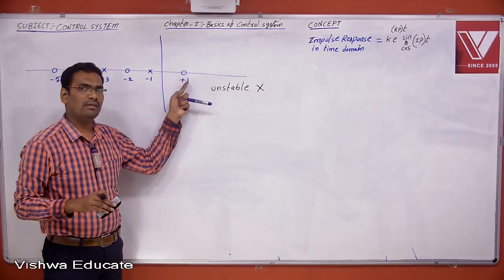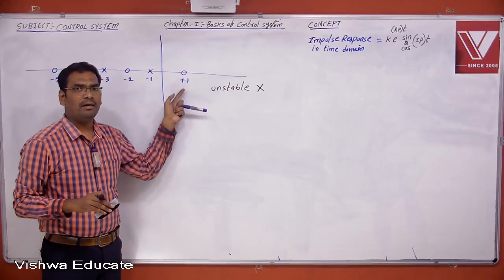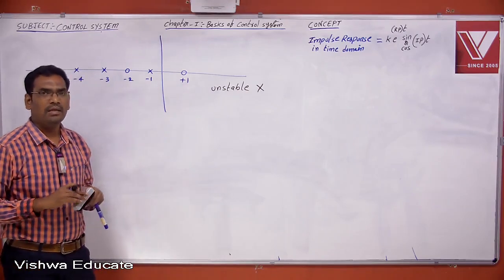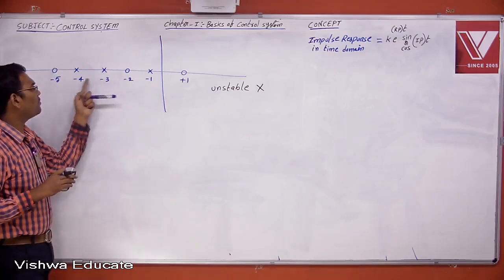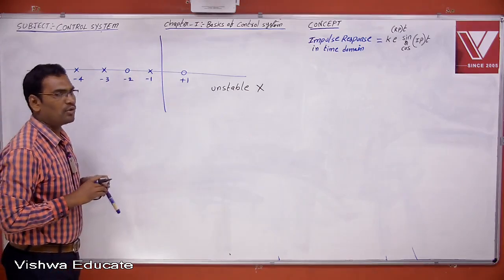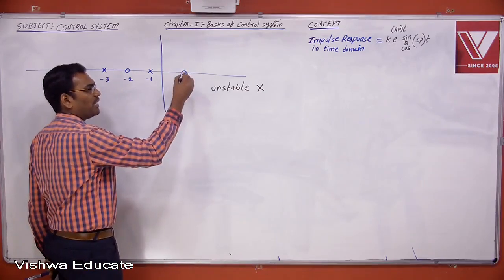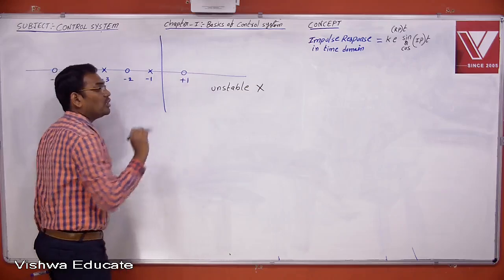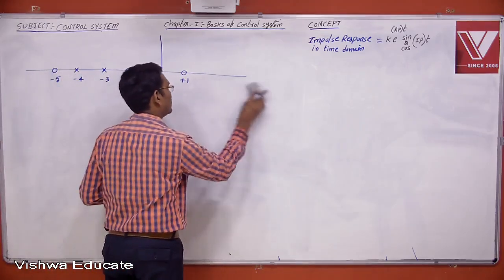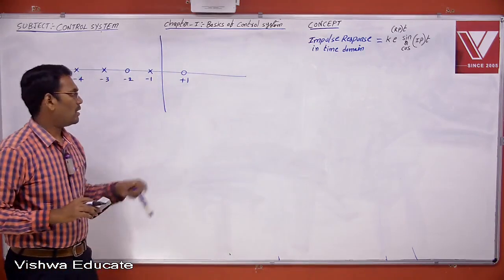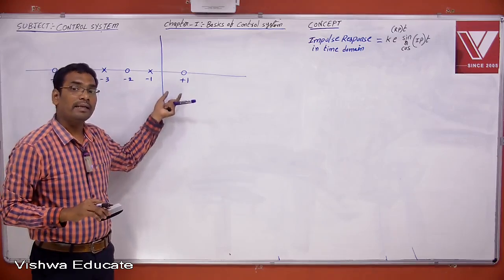Whether the zero lies on the right hand side or left hand side, whatever it may be, the zeros do not play a role in the analysis of the control system. The complete behavior and response of the control system depends upon the poles' location, but not the zeros' location. Judging stability, response or behavior by looking at the zeros' location is a wrong answer. That's why unstable is a wrong option. Understand or not?